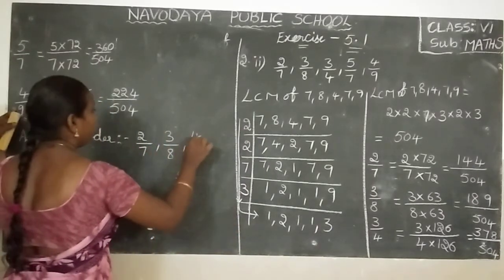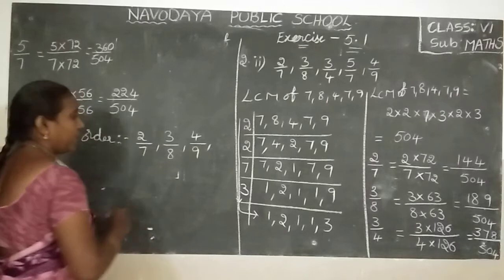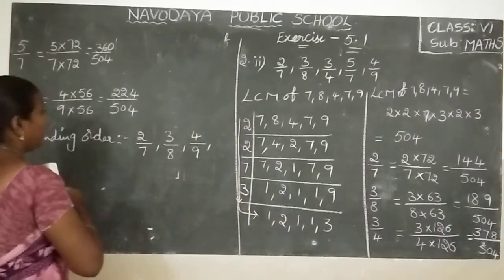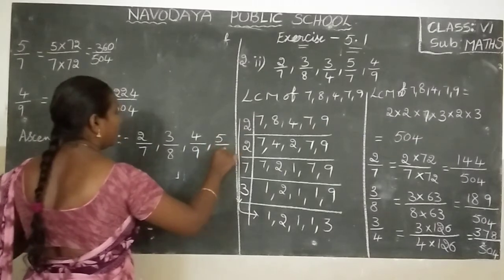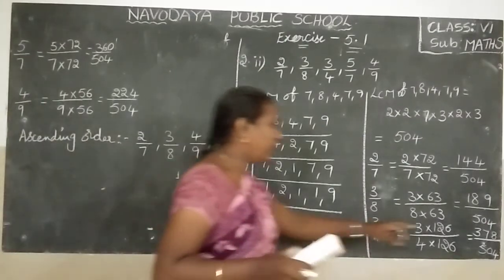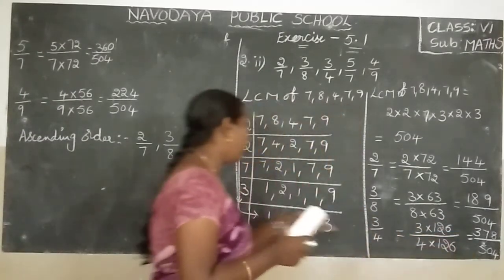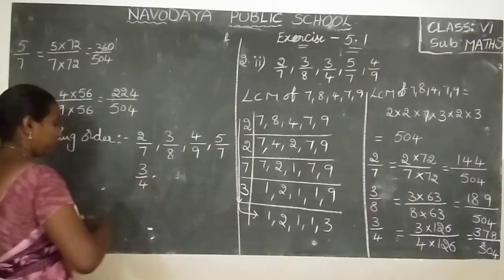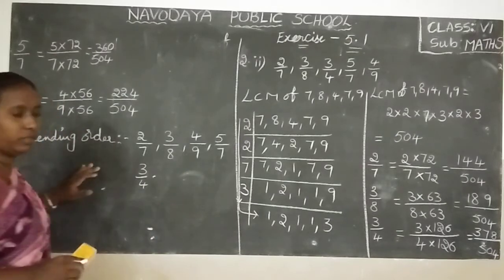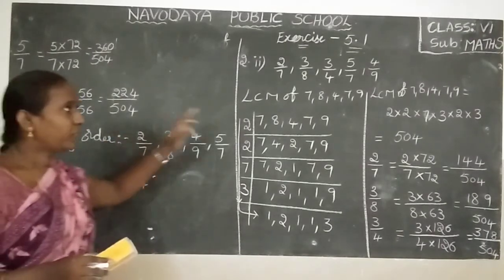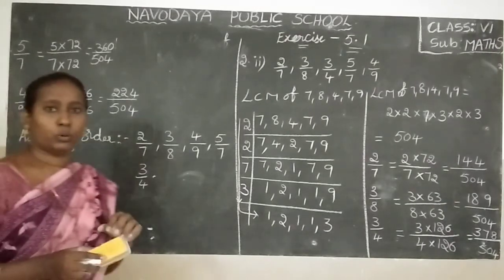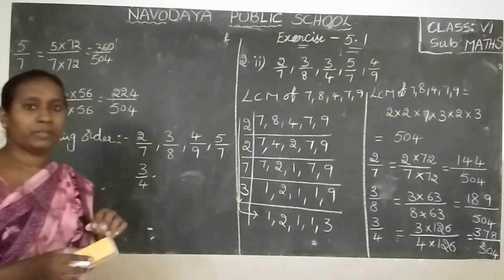Next, what is the smallest one? 224. The actual fraction is 4 by 9. Next smallest is 360, 5 by 7. So the next one is 378. So the actual fraction is 3 by 4. So this is the arranging of fractions. In the next class we will continue with the next sums.